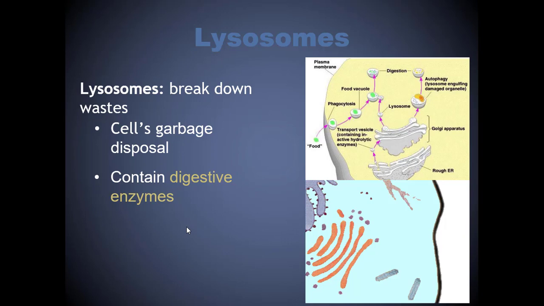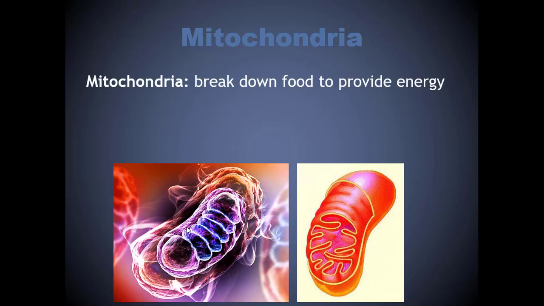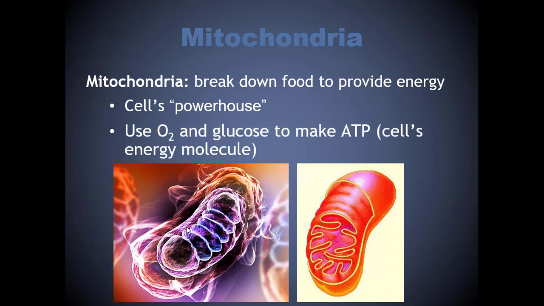Alright, let's move on to the mitochondria, which breaks down food to provide energy, referred to as the cell's powerhouse. But mind you, don't give that as a function. Powerhouse is an accolade based on its function, and we want the function, which is to provide energy. That's where aerobic respiration occurs, using oxygen and glucose to make large amounts of ATP, which is adenosine triphosphate.